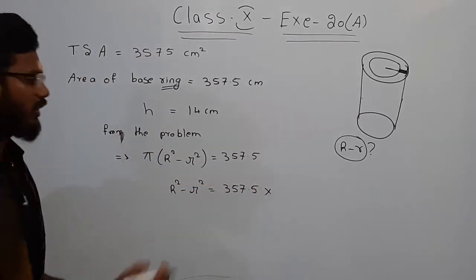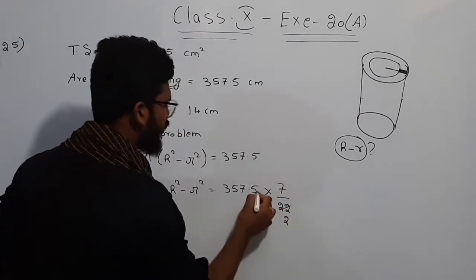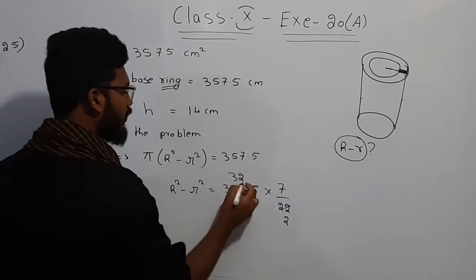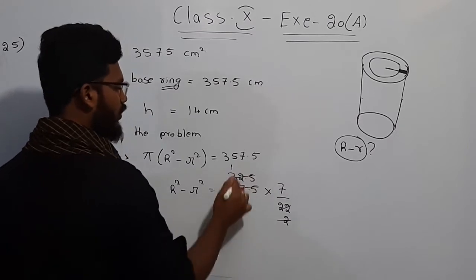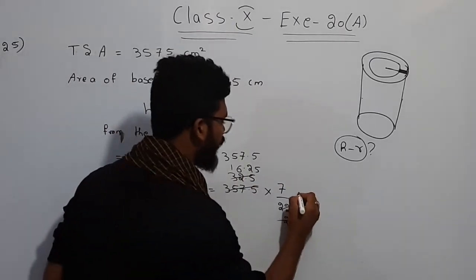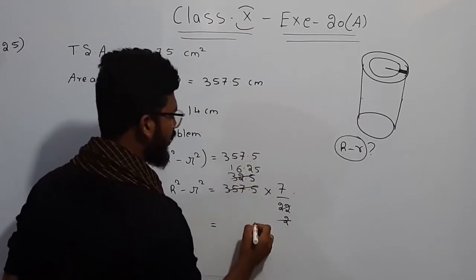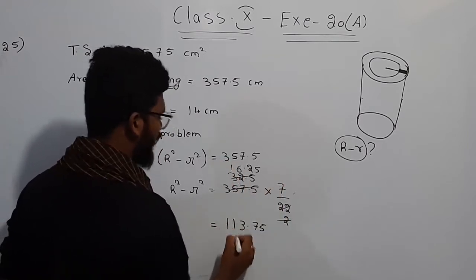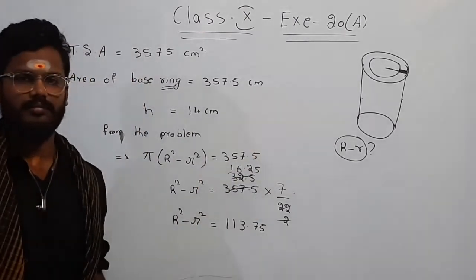Pi value is 22 by 7. 1 by pi means 7 by 22. So, we can cancel it. 11 2s are 22. 11 3s 33. 11 2s 22. 11 5s 55. So, next, 16.25, right? So 16.25 into 7. So how much you will get? 7 5s 35. 7 2s are 14 plus 3 17. 7 6 42. 7 1 7 plus 4 11. 113.75. That is capital R square minus small r square.